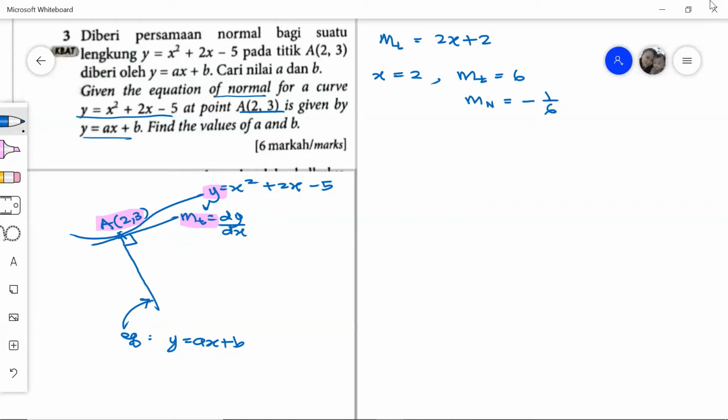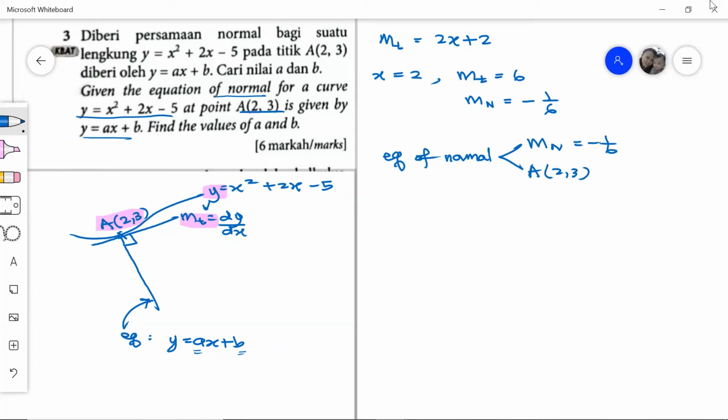All right. So we are given y equals ax plus b, but we do not have a, we do not have b. So we just assume that we don't have this. So if without the equation of normal, how do we find the equation of normal in the first place? In order for us to find the equation, we must have the gradient. So since this is a normal, we must have the gradient of normal and also a point on the normal. So the point is given, (2, 3). And the gradient of normal we just found from the gradient of tangent.